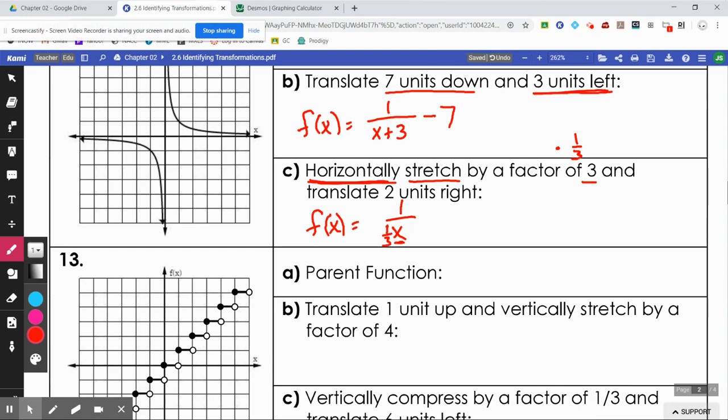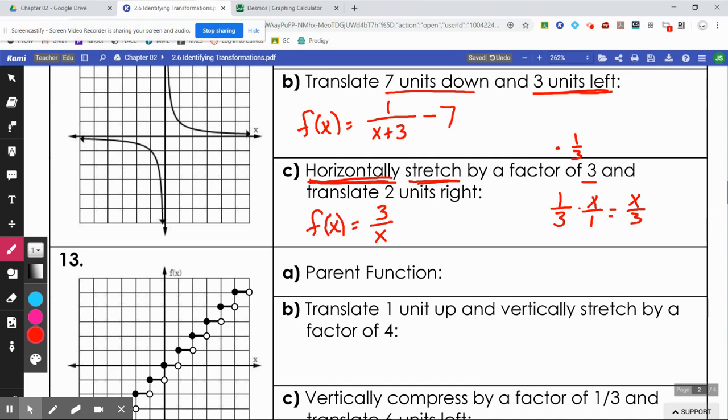So let's see if we can clean that up before we move this thing right 2 units. So 1/3 times x on bottom can be written as x over 3. So we have 1 divided by x over 3. To divide two fractions, you flip the second one and you multiply. So that would actually turn into 3 over x. Okay, and that would stretch it horizontally by a factor of 3. We actually multiplied the x on the bottom by 1/3.